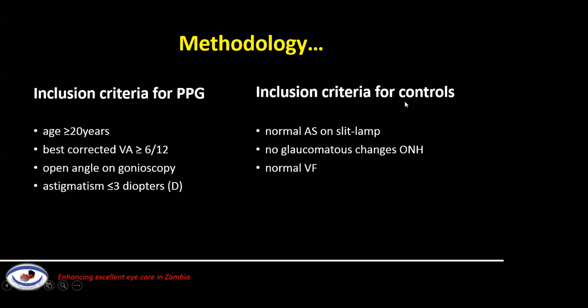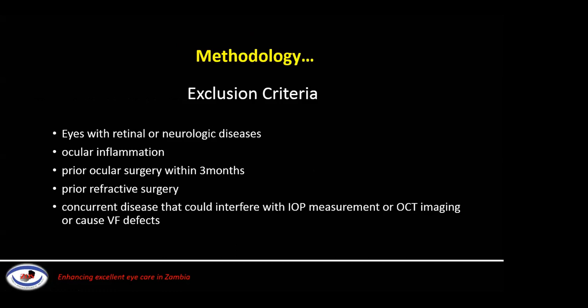Then for the inclusion criteria for the controls, they needed to have a normal anterior segment on slit lamp, and then on fundoscopy, they needed to have an optic nerve head with no glaucomatous changes, then also a normal visual field. There were also exclusion criteria: all the eyes that had retinal or neurological diseases were excluded, the eyes that had ocular inflammation, the eyes that had prior ocular surgery within 3 months, eyes that had prior refractive surgery were all excluded, and also the eyes that had concomitant diseases that could interfere with IOP measurements were excluded.